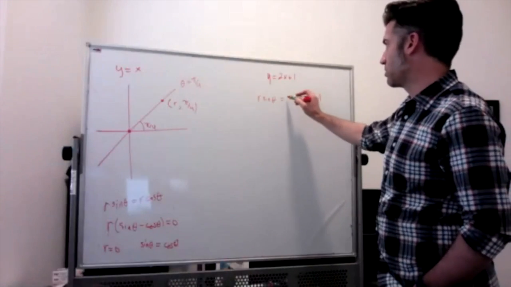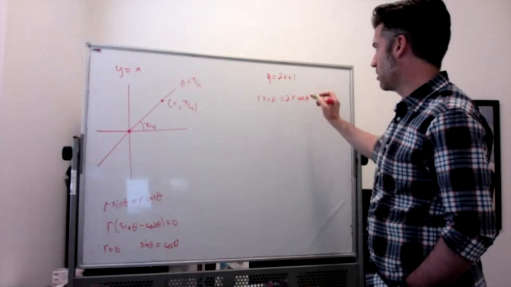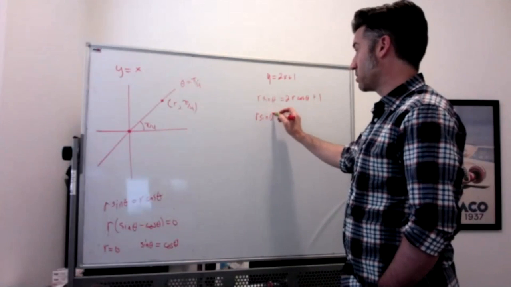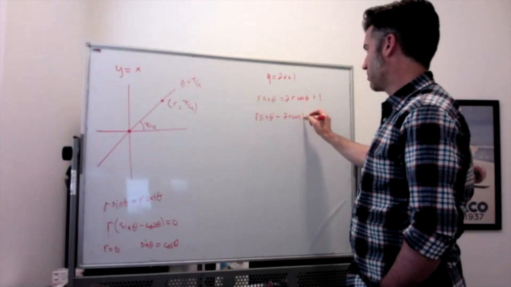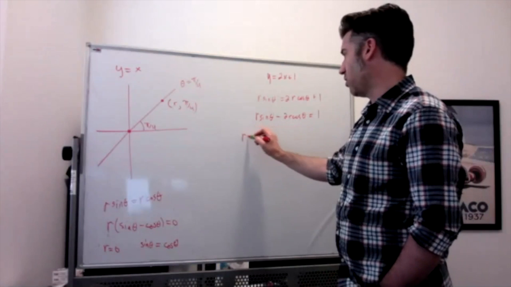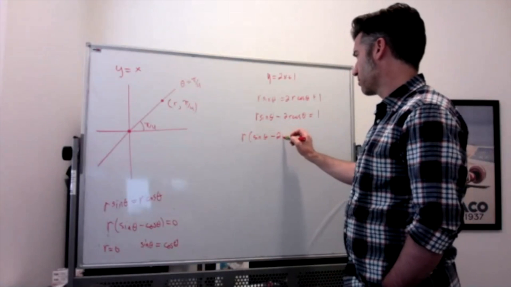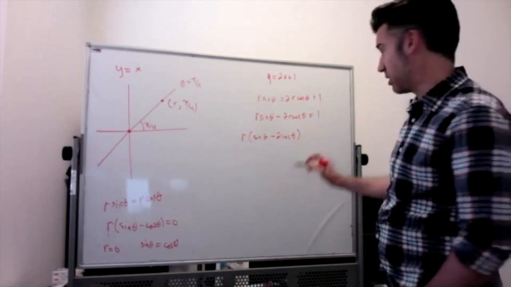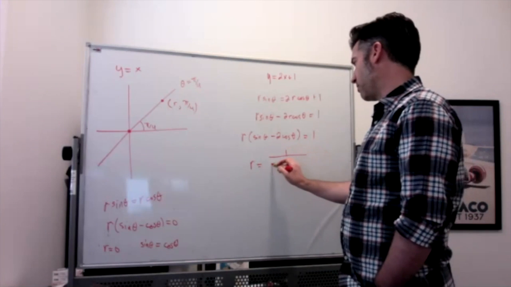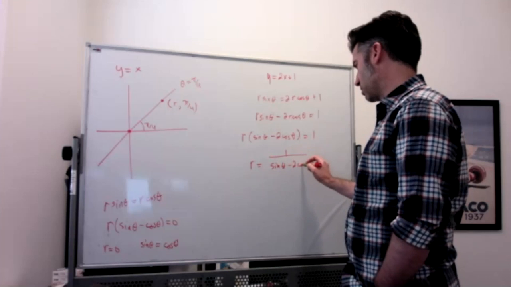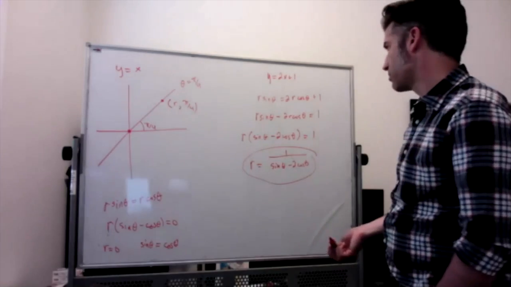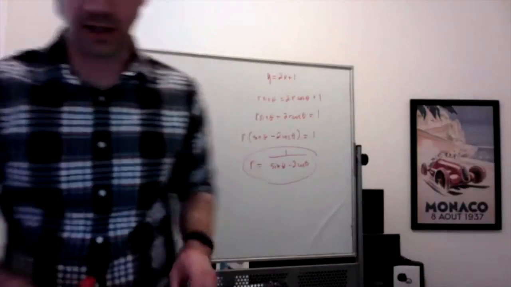So r sine theta equals 2 times r cosine theta plus 1. And here we're typically trying to solve for r. So bring all the r's to the left. So r sine theta minus 2r cosine theta equals 1. Factor out an r. So r times sine theta minus 2 cosine theta equals 1, and then divide by this. So r is equal to 1 divided by sine theta minus 2 cosine theta, which feels pretty funky, but is correct. Let's look at a couple more examples.